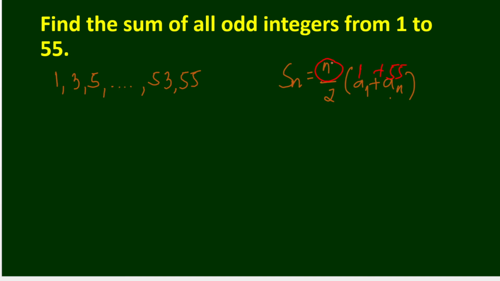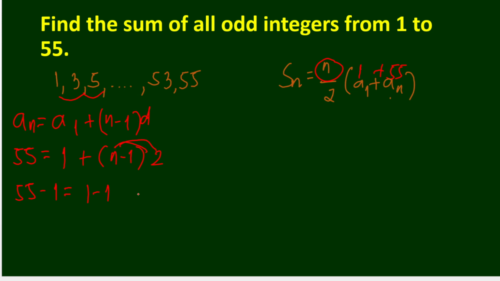Ang hinahanap ulit natin si n, gagamitin ulit natin yung formula ng arithmetic sequence for a sub n. A sub 1 plus n minus 1 d. So, ang a sub n natin is 55. Ang a sub 1 natin is 1 plus n minus 1 d. Ang common difference natin is 2 kasi by 2 yan. We have 55 minus 1 is equal to 1 minus 1 times, distribute na natin yung 2 na nasa labas, plus 2n minus 2. Cancel this out. We have 54 is equal to 2n minus 2.